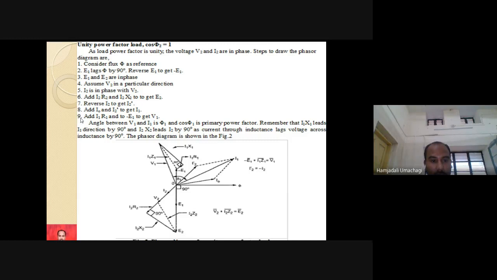Then step number 9, add I1R1, and here one thing, I1X1 is missing. Add I1R1, comma, I1X1 to minus E1 to get V1. I1X1 is not printed here. So where is my I1R1? If this is my minus E1, the reverse of E1, then from the tip of minus E1, I have to show I1R1.